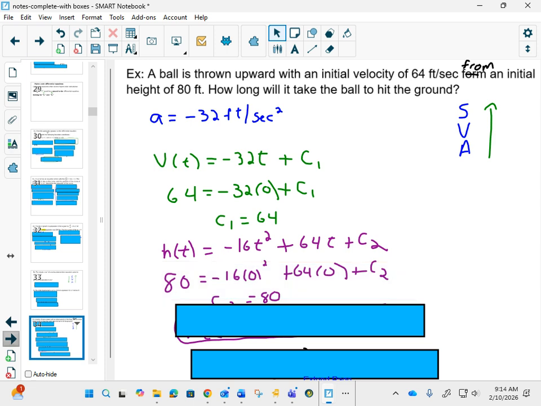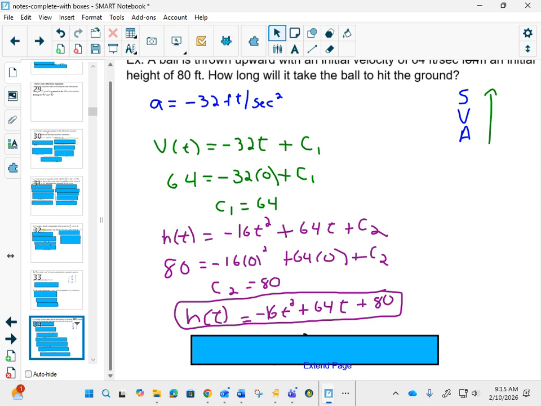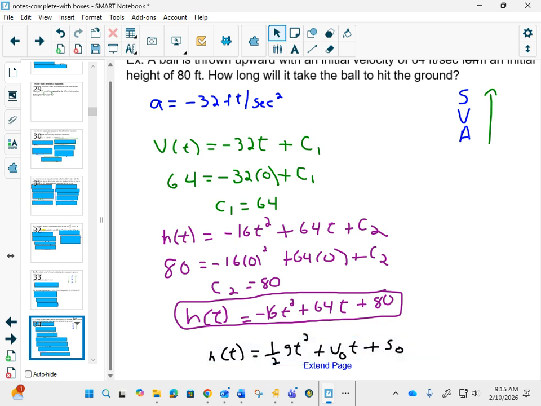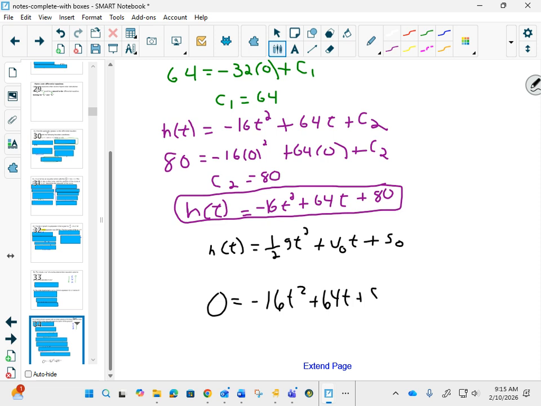I know my initial height, so I can plug in 0 for time, and I find out that c2 is going to be 80. So now I have a height formula. How do I solve when it hits the ground? I just need to put in 0 for my height, and solve for t. Now it's a parabola that's going down.